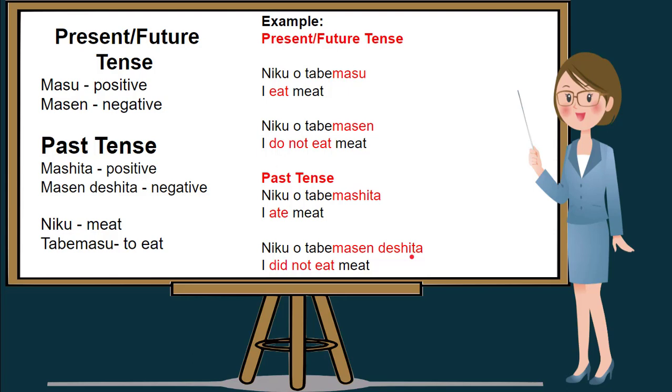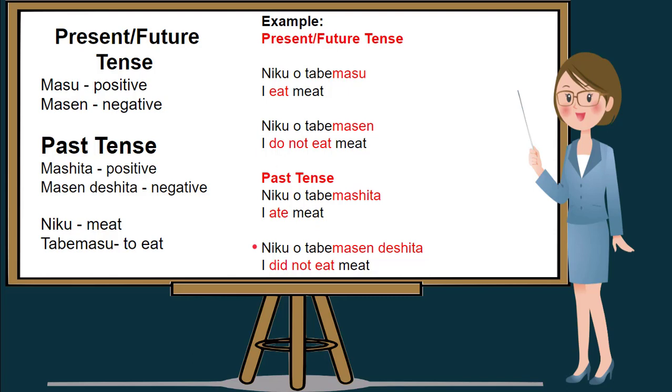In English, this means I did not eat meat. Let's try to read these sentences once again. Please follow after me. Niku o tabemashita. Once again, niku o tabemashita. In English, I ate meat.